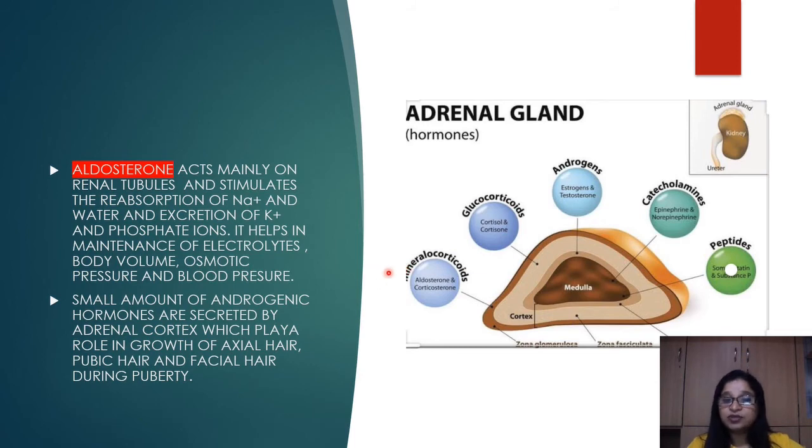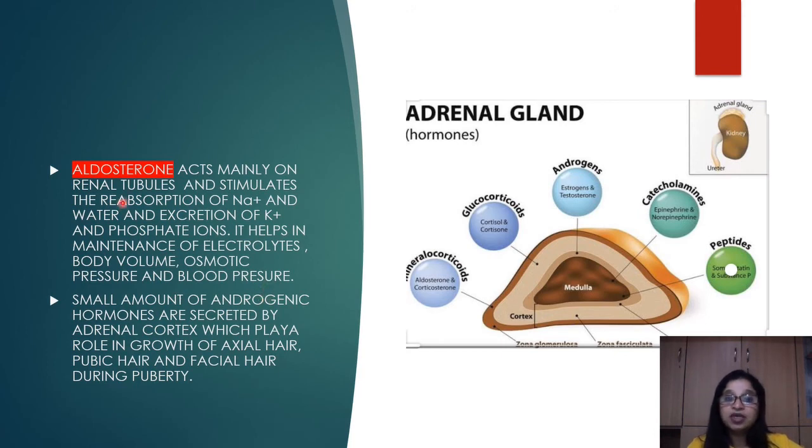Aldosterone is a very important mineralocorticoid. It acts mainly on the renal tubules and stimulates the reabsorption of sodium ions and water and excretion of potassium ions as well as phosphate ions. So it basically helps to maintain the electrolyte balance in our body, the body volume, osmotic pressure and blood pressure. So basically it will have a good effect on the fluid volume in our body, the volume of the electrolytes and salts in our blood, the osmotic pressure and blood pressure.